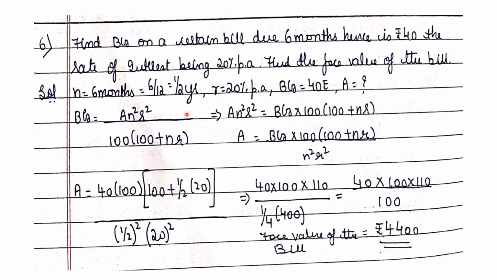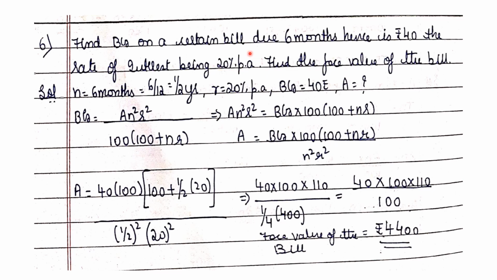Next problem. Find banker's gain on a certain bill due 6 months hence is rupees 40. The rate of interest being 20%, find the face value of the bill. So the first information being given is that the bill is due 6 months. Due 6 months is the number of years, that is 6 by 12, you will write as 1 by 2. Rate of interest R is equal to 20%.